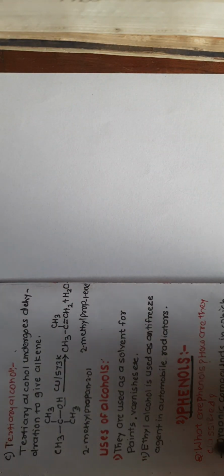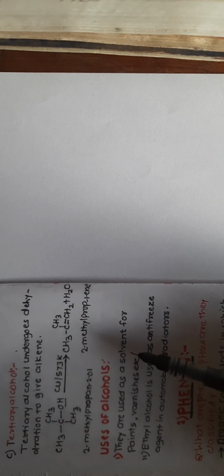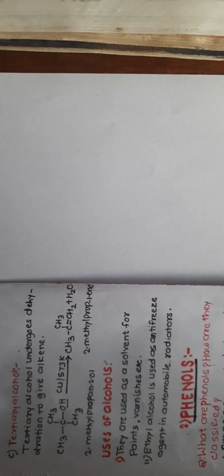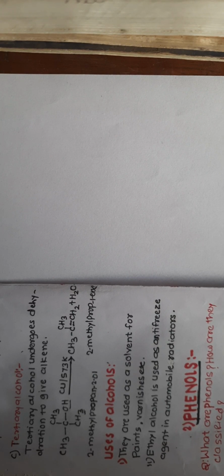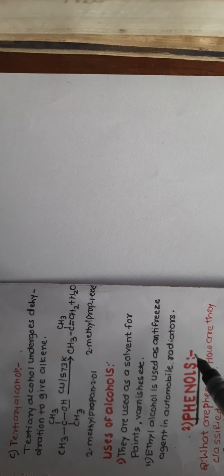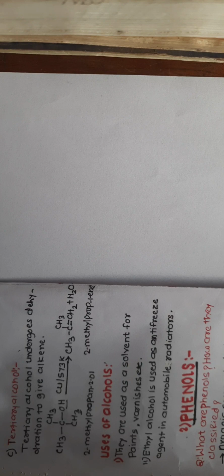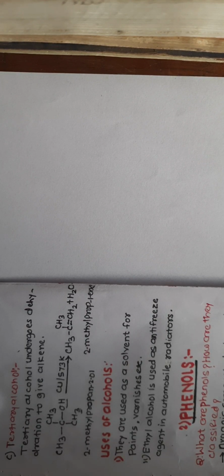Then the final part of this chapter on alcohols is the uses of alcohols. Alcohols are used as solvents for paints and varnishes. The most important use is as a solvent. And another is that ethyl alcohol is also used as an anti-freeze agent in automobile radiators. These are the important uses of alcohols. With this we have completed alcohols also. In the next lecture I will take the other part, that is phenols. Today we stop here. Thank you.